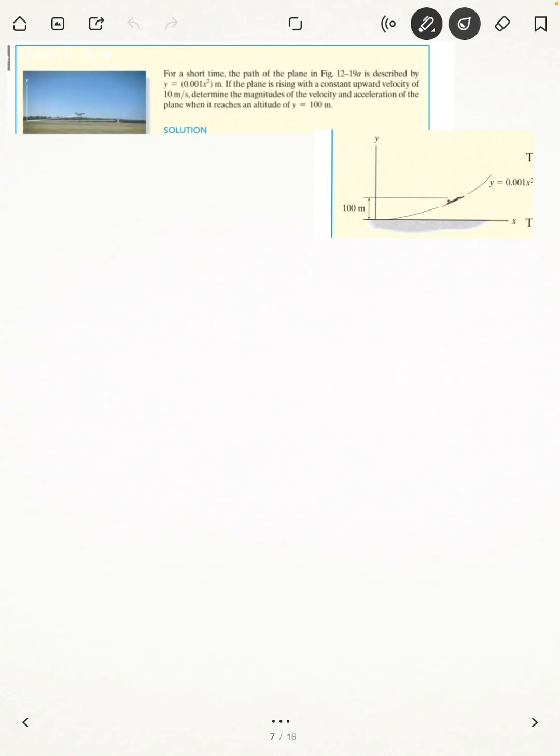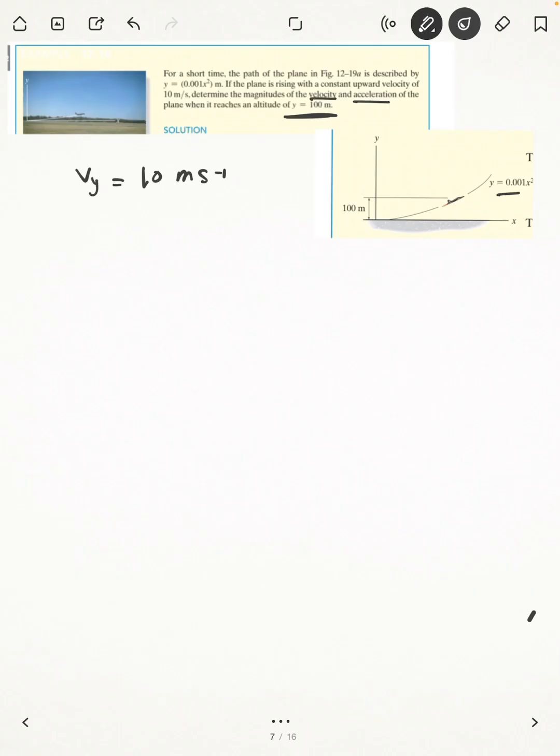Okay, so this is the next example, 12.10. If I read the question: for a short time, the path of the plane in figure 12.19a is described by a function y of x, and the plane is rising with a constant upward velocity of 10 meters per second. So the upward velocity is given, that means vy is given as 10 meters per second. And we have to find the velocity and the acceleration at y equal to 100 meters.